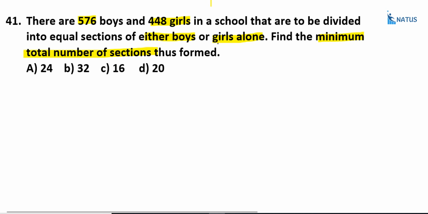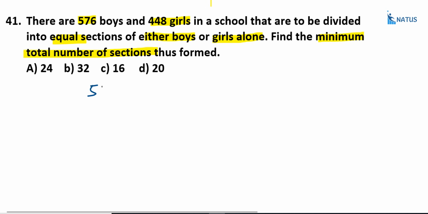Next, either boys or girls alone must be equal. And what we require is the minimum number of sections, so each section contains the maximum number of boys as well as the maximum number of girls. That number must be a factor of these two numbers. Here we will find out the HCF of these two numbers.